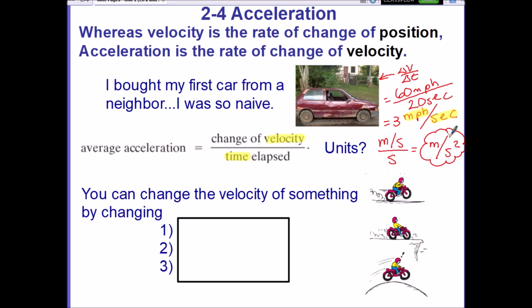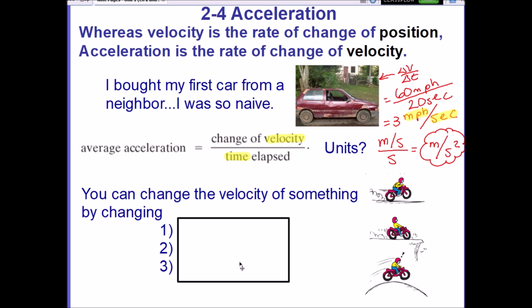It is not as intuitive as this here. I like the meter per second, and oftentimes, especially in the beginning stages of the class, I will say meters per second per second. Now you can change the velocity of something by changing three things. In your car, you have three accelerators. You have the gas pedal, you have the brake pedal, and you have the steering wheel. As these three pictures show, you can speed up, you can slow down, and you can turn.